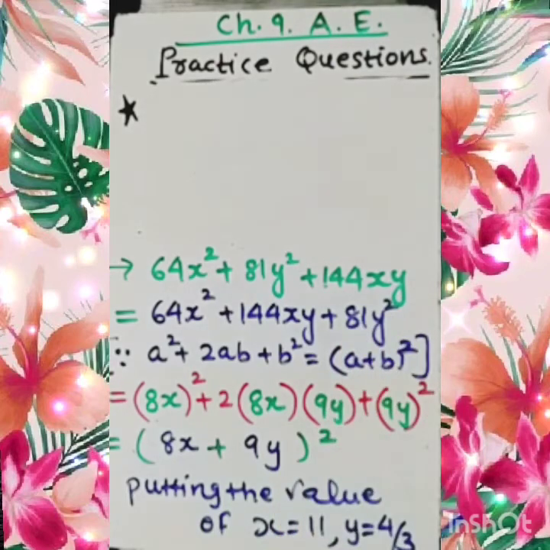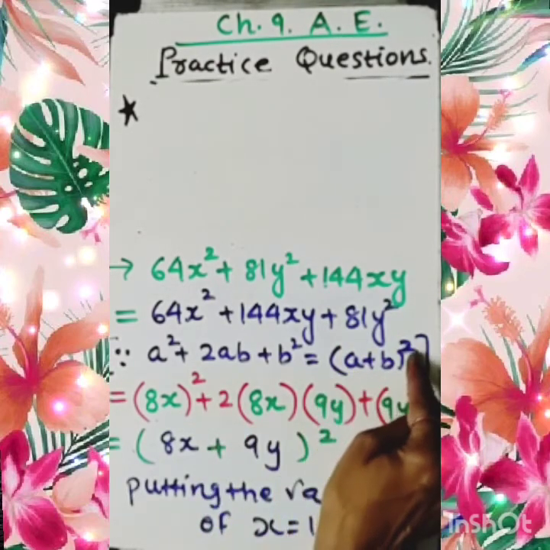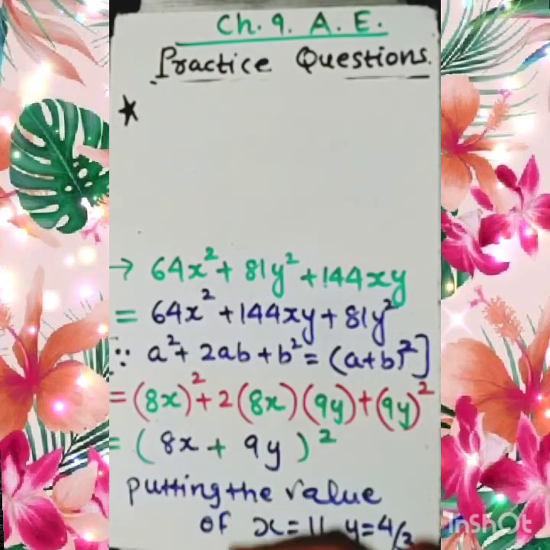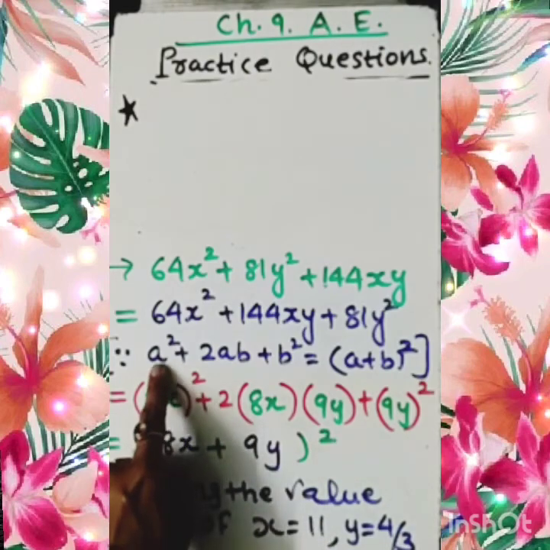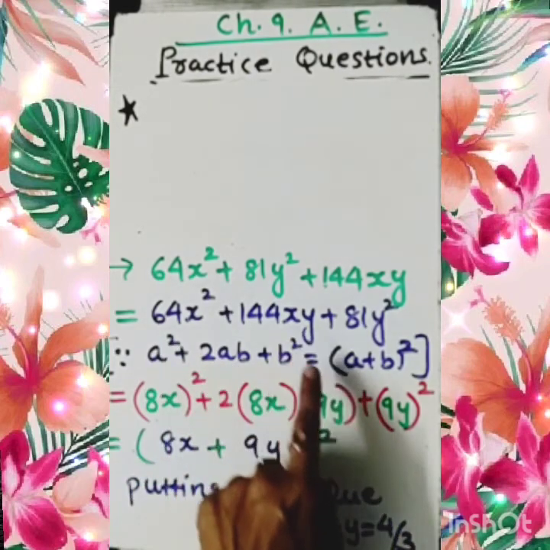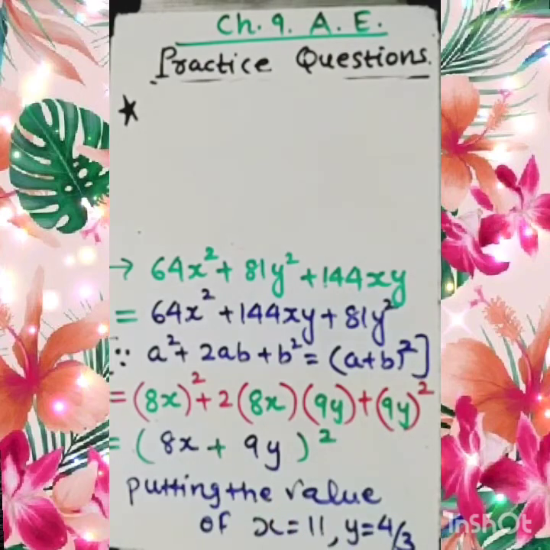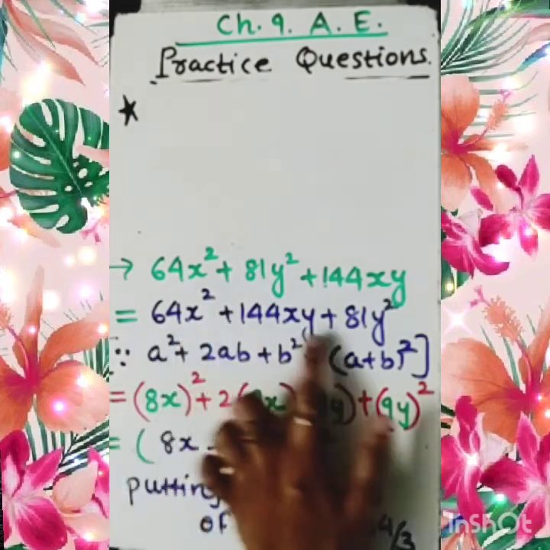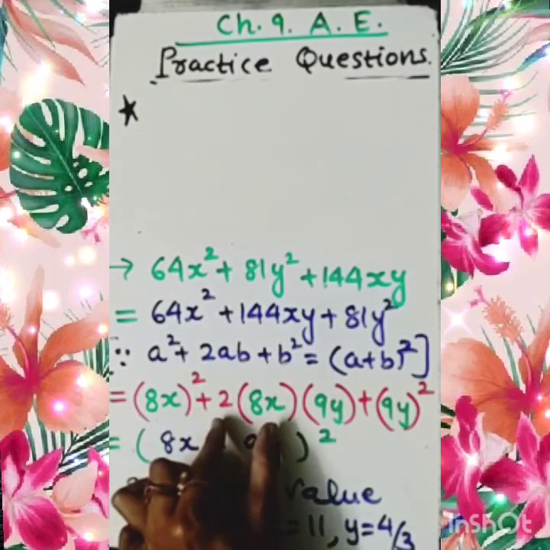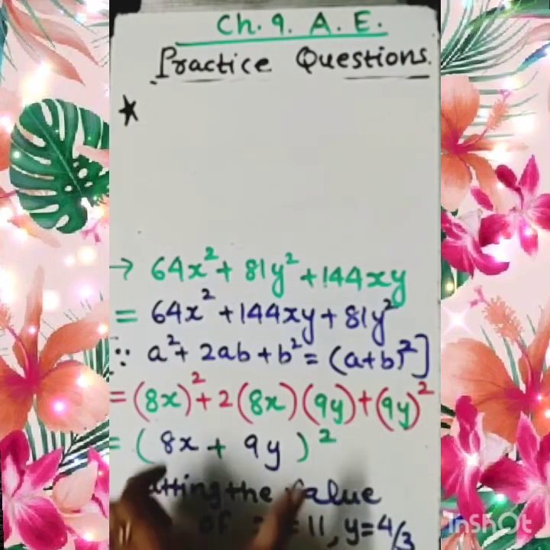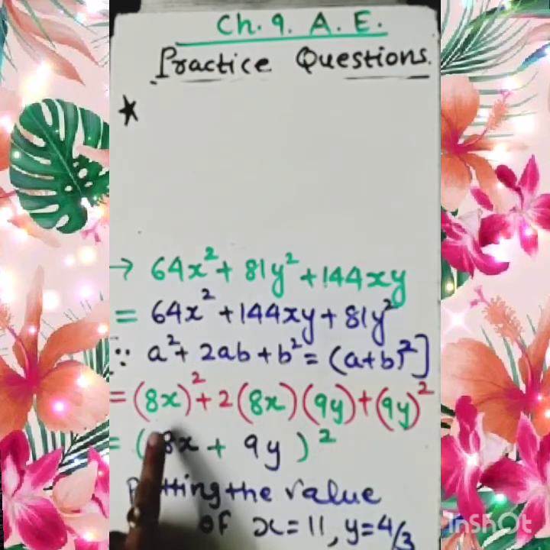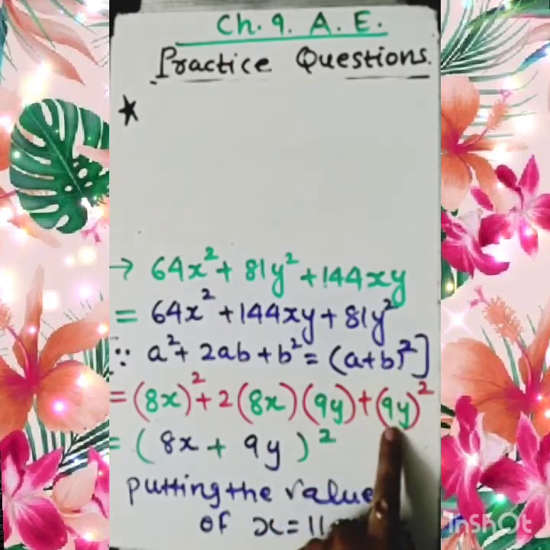So, now we know this identity: a plus b whole square equal to a square plus 2ab plus b square. But here we are applying the reverse procedure. Reverse procedure means a square plus 2ab plus b square equal to a plus b whole square. Okay, now if I compare with this, then I need to write a square plus 2ab plus b square. Now how to fill this empty box? For that, as you know, 64x square is a square of 8x, agree? And of course 81y square is a square of 9y.